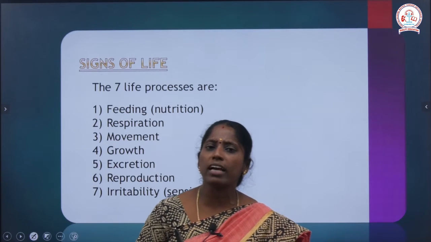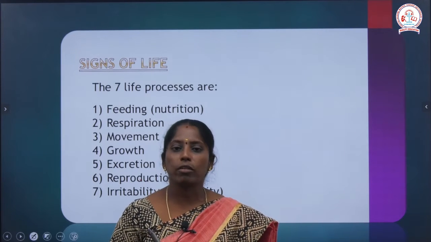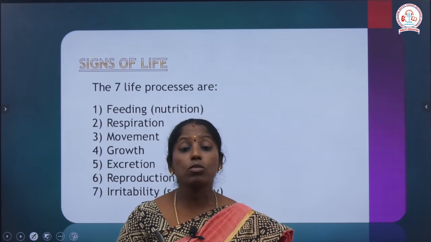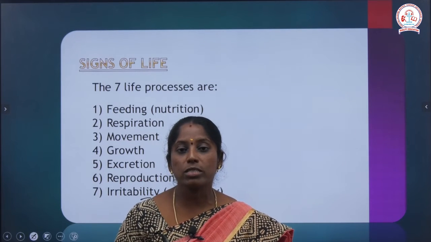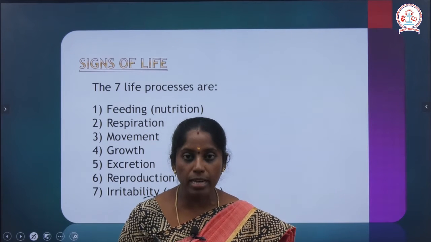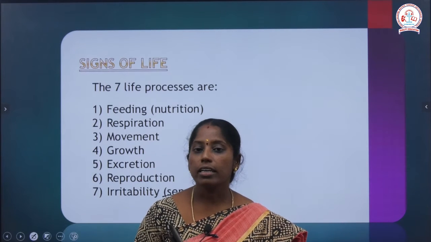Ma'am, what is my own kind? A dog gives only a puppy of its own kind, a cow gives only a calf of its own kind, and a human being comes from a human being only. Okay, so like that, that is own kind, that we can call as reproduction. So what is reproduction, children? The process of giving birth to young ones of their own kind, that we call as reproduction.